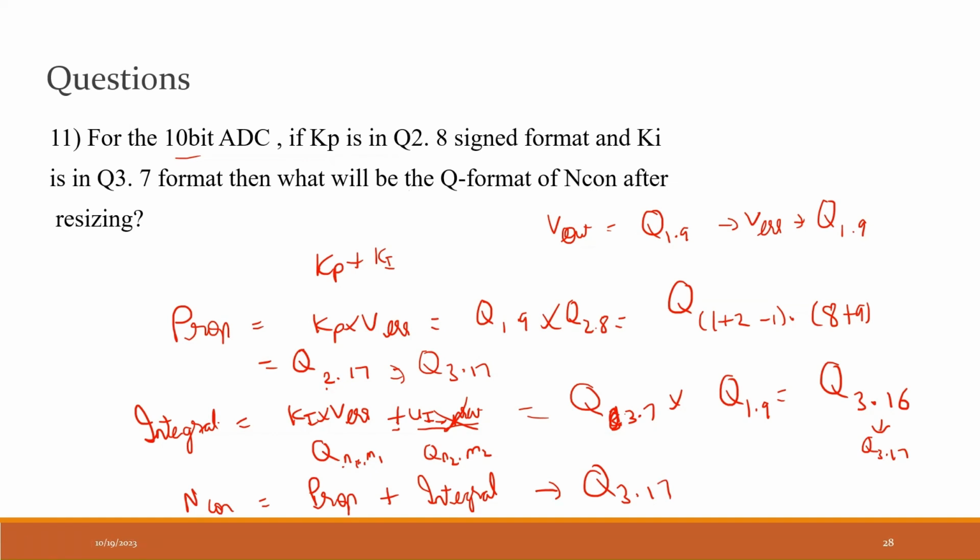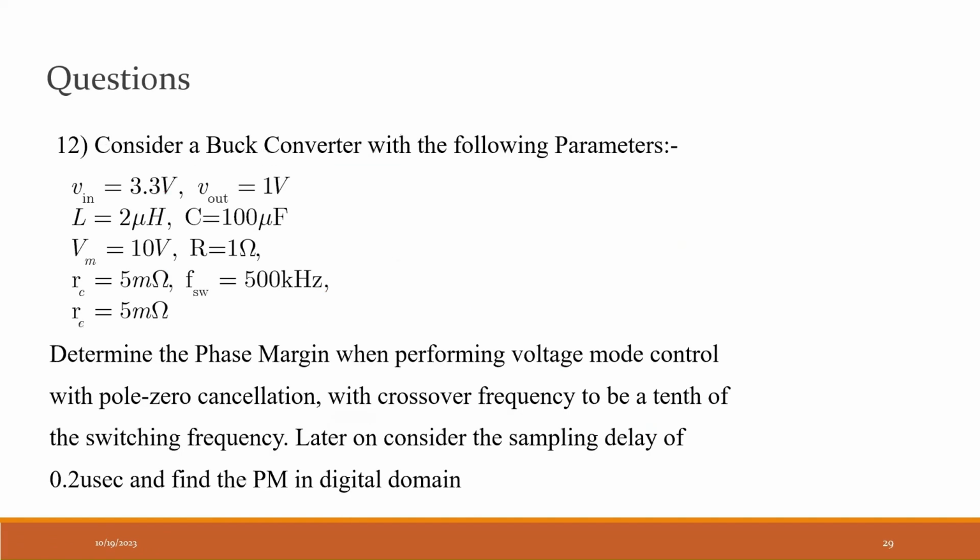So now we'll proceed to the last question. I'll just give you the brief steps on how to do that and let you solve it. So we have a buck converter with the following parameters, which are given. We want to find the phase margin when we are performing VMC. So we are doing voltage mode control on a buck converter.